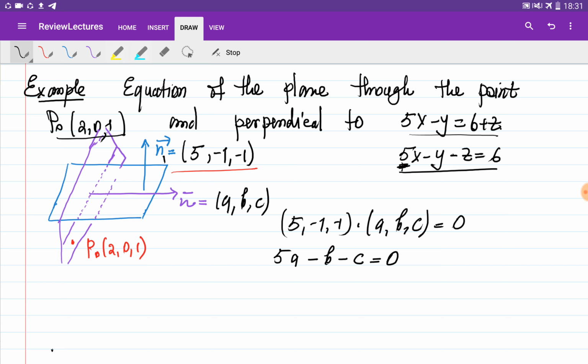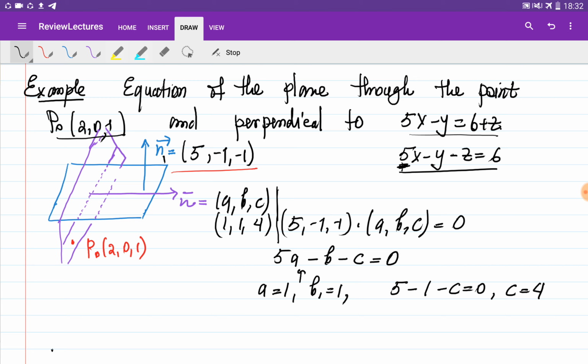It means that I can choose any value for a, for example 1, and any value for b, for example 1. And if I substitute this here, it's going to be 5 minus 1, because I substituted b to be equal to 1, and minus c is equal to 0. From here, I can find that c is equal to 4, right? So the components of the normal vector, for example, might be 1, 1, and 4, right? In this case, this normal vector is going to be perpendicular to the vector n1. So this is how we choose this normal vector n.